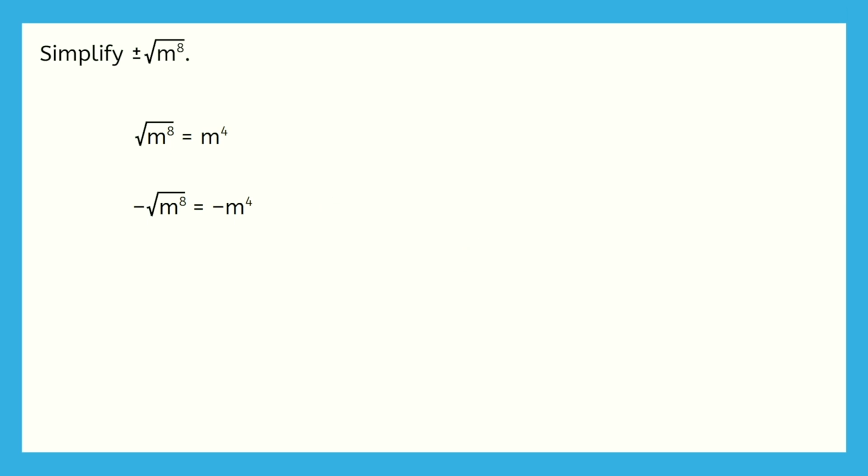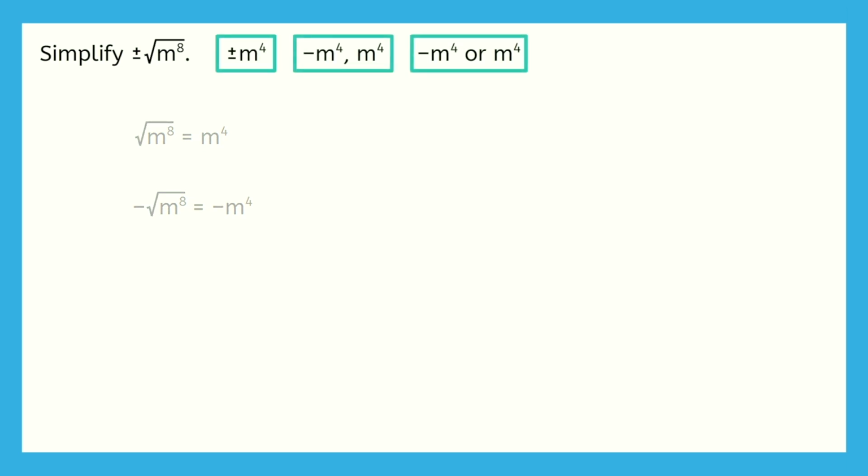Since we're simplifying plus or minus the square root of m to the power of 8, we need to include both roots in our answer. Remember, there are a few ways to write it to include both the positive and negative roots. Any of these options work.